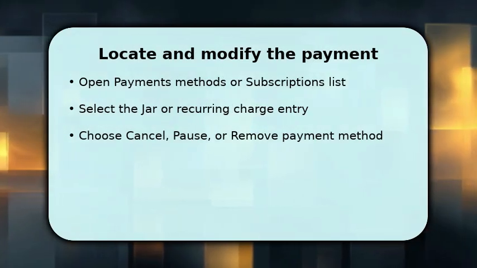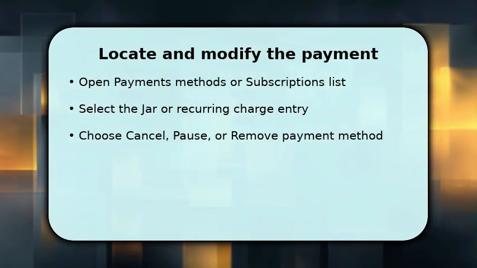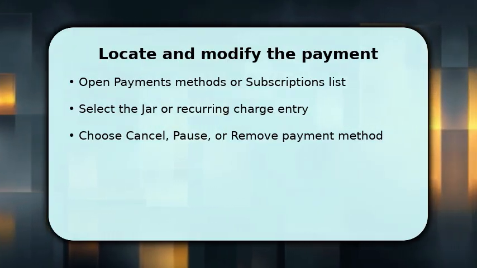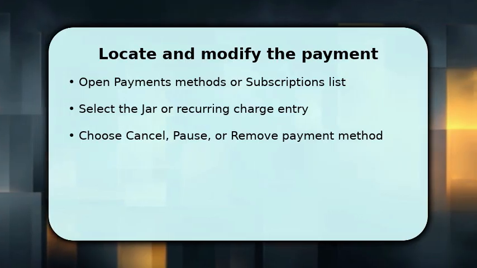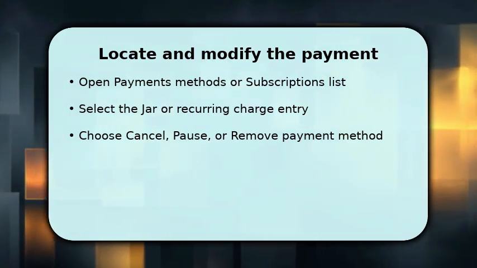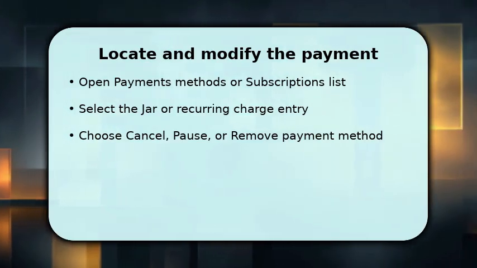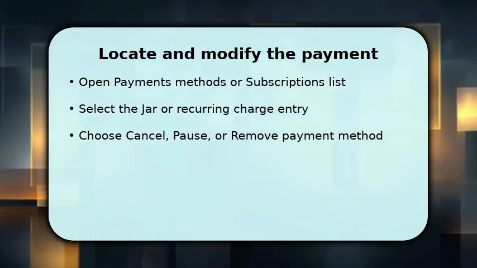Next, navigate into Payments Methods, then Subscriptions or Recurring Payments to find the JAR daily entry. You'll see details like frequency and linked funding source. Tap the subscription to reveal options, choose Cancel or Pause to stop future charges, or remove the linked card if you want to force failures.